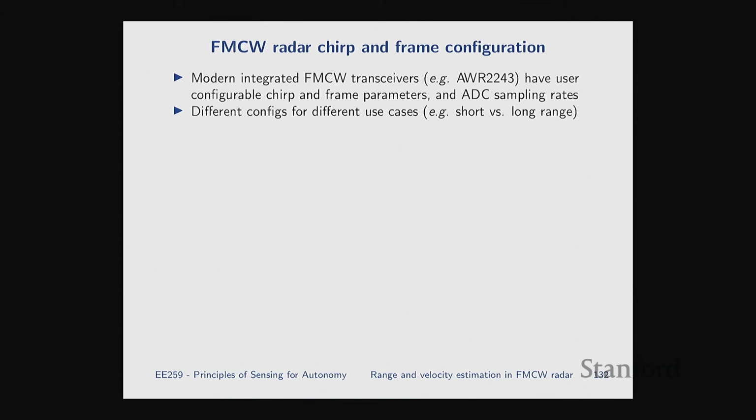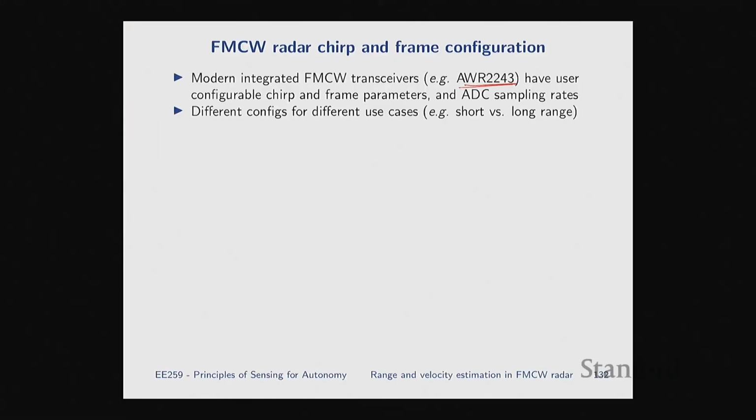And last but not least, a lot of these parameters that we talked about, and what parameters did we talk about in terms of the waveform parameters? Things like slew rate, chirp duration, number of chirps per frame, frame duration, carrier frequency. A lot of these modern devices let you configure them. So they can support a range of each of these variables. Again, this TI transceiver we looked at last time, the AWR2243, is very configurable.